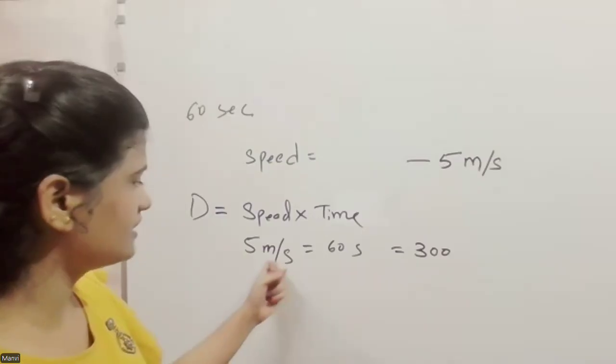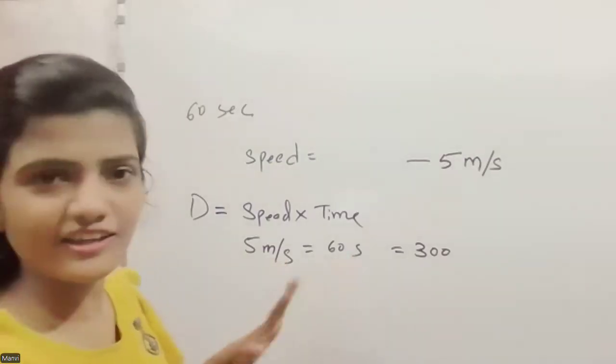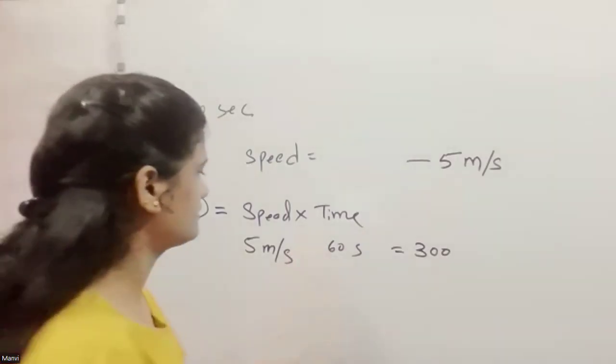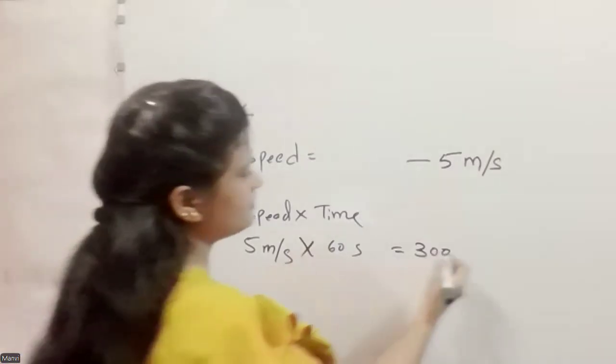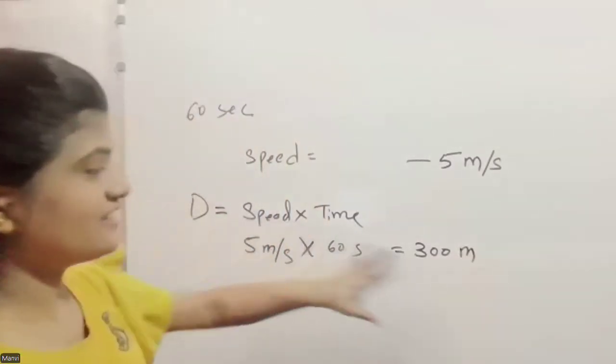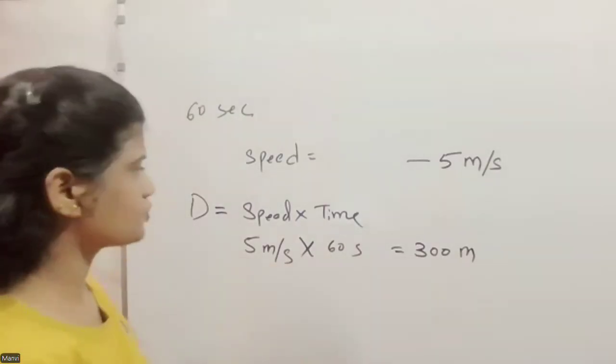Now, Kavya, are you agree that we can easily simplify this second and that second? Because that is actually divided with, right? And this is on the top. So second, we can cancel that, right? Yeah. We just remain meter. So the unit of distance is meter. That is correct.